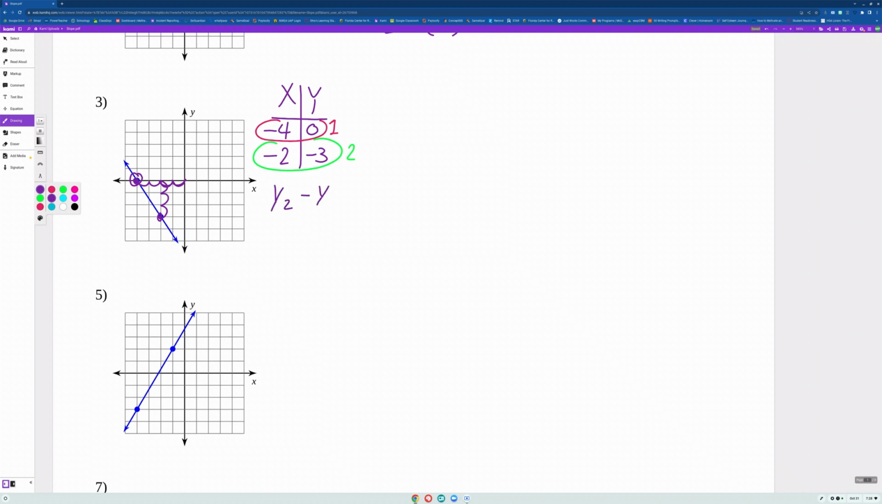y2 minus y1 all over x2 minus x1. Once I plug in those values, I'm going to get -3 minus 0 all over -2 minus a -4. -3 minus 0 is going to give me -3 all over -2 plus 4, because I'm subtracting a negative, which is going to change it to a positive. So then I have -3 all over 2.